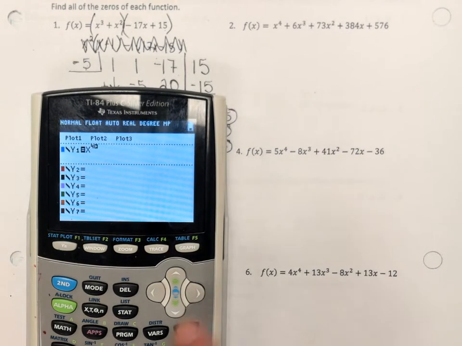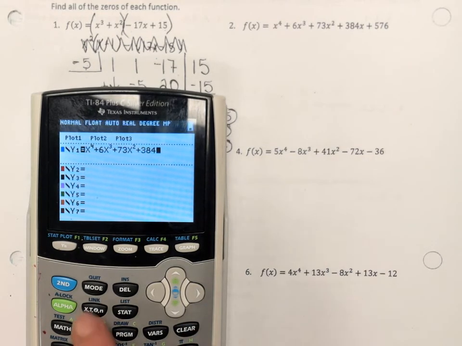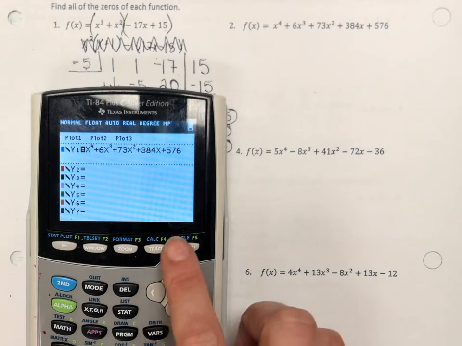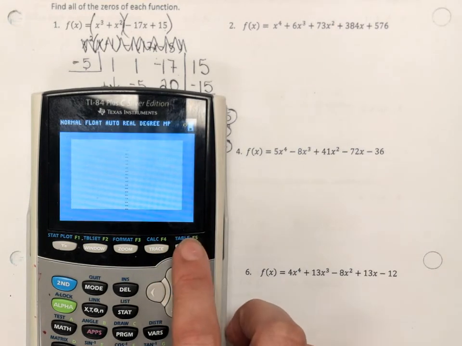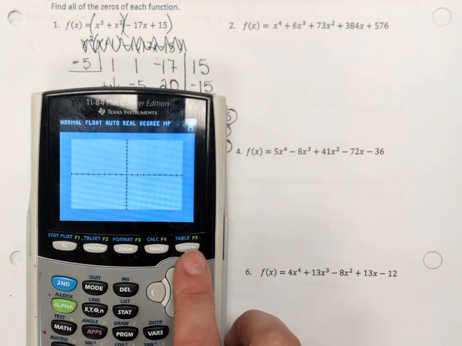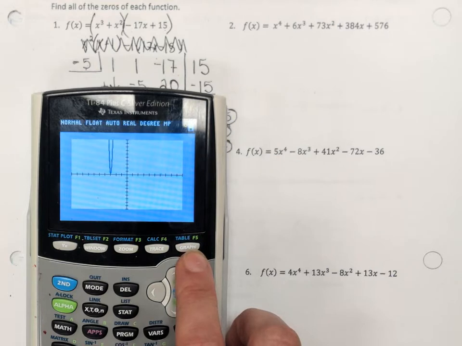X to the 4th plus 6x cubed plus 73x squared plus 384x plus 576. Now, when I hit graph, I'm not worried about anything other than what values? The x values, right? I'm only worried about where it hits the x-axis. So don't worry if you can't see something. Don't worry if you can't really tell what number that is, okay?